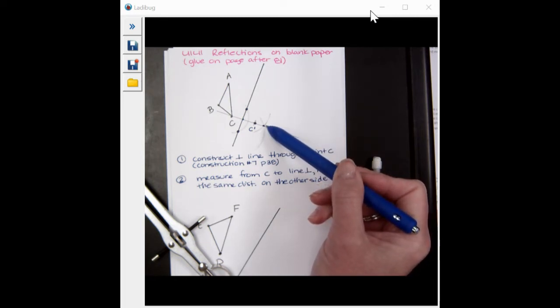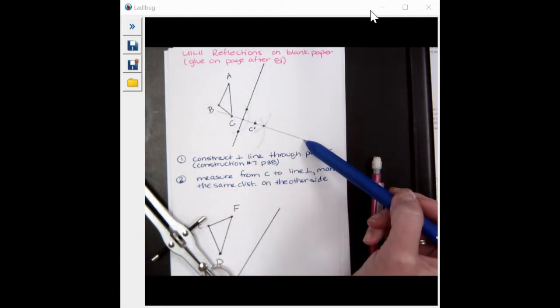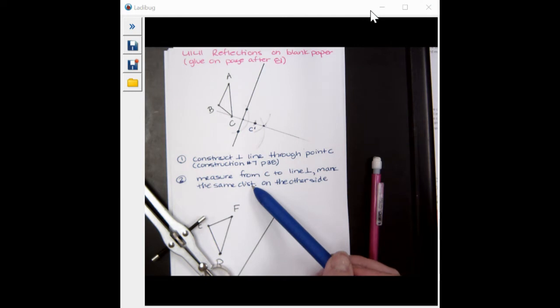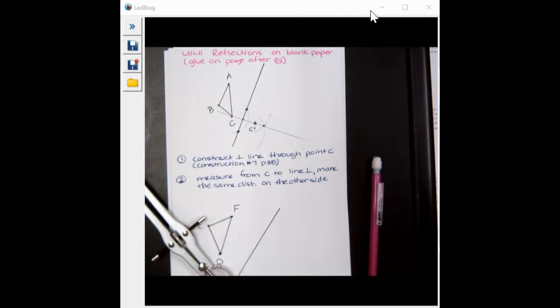Sometimes students think it is. It's important to know that your reflection is on a perpendicular path and it's the same distance on both sides. So let's do it again for A.